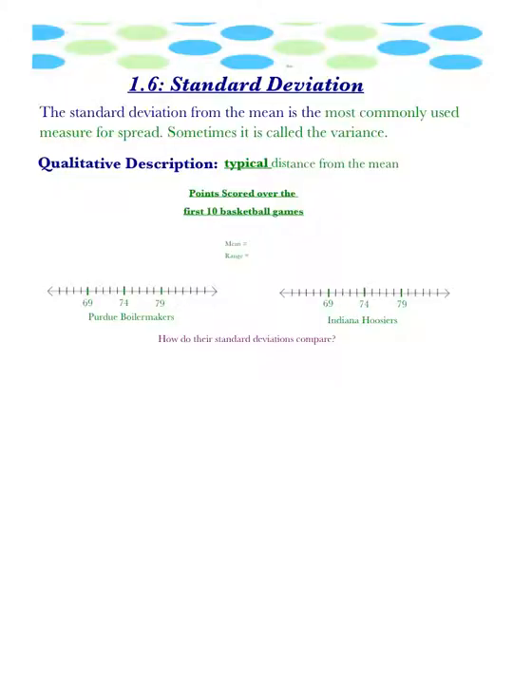Now remember, we've already talked about mean and median, which are measures of center, mean being the most used measure of center and that being the average, where median is the exact center of your data. What standard deviation is going to do is measure the spread, like how spread out the data is. We've got a good illustration here where we're going to look at points scored over the first 10 basketball games for two different teams. So a qualitative description of standard deviation is just the typical distance from the mean.